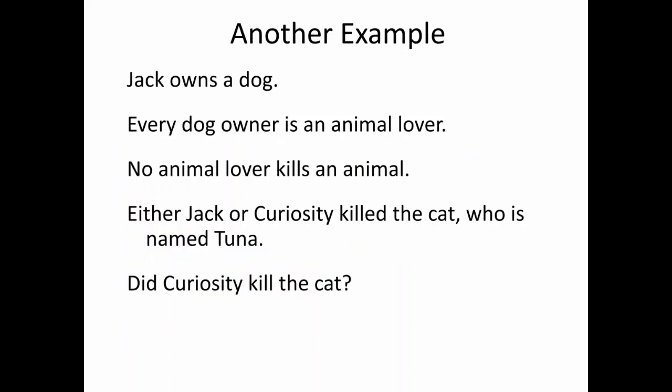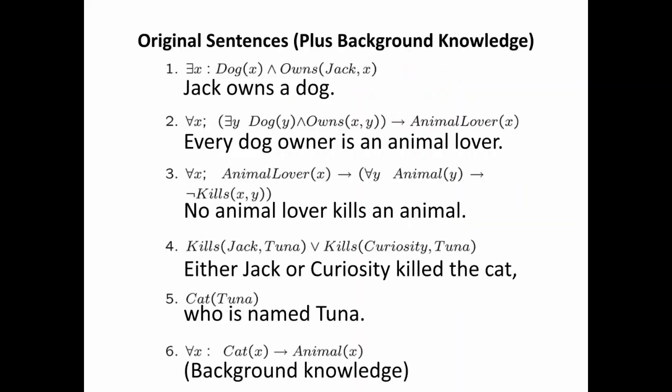Let's look at a more complicated example. So we first need to convert these to first order logic. For example, Jack owns a dog would be, there exists an x such that x is a dog and Jack owns x. And you can do this for all the sentences. Okay, is this what you got? Good. And then we have to convert this to conjunctive normal form.